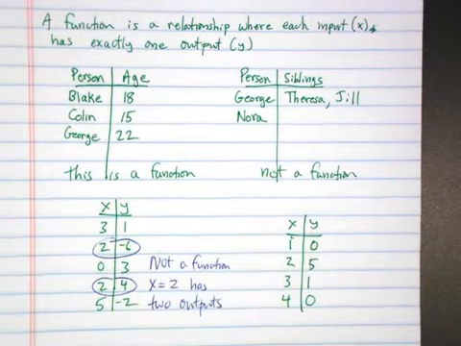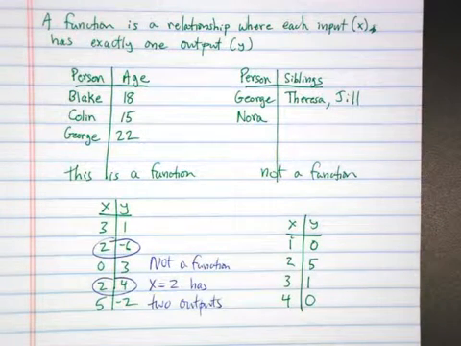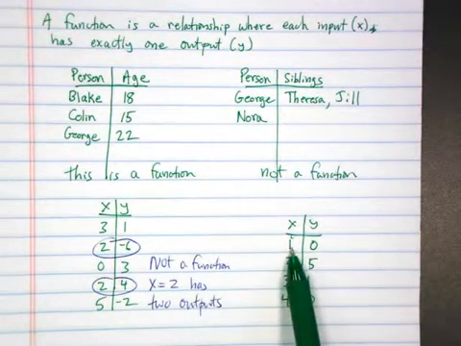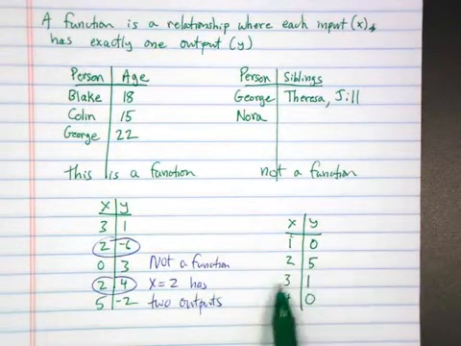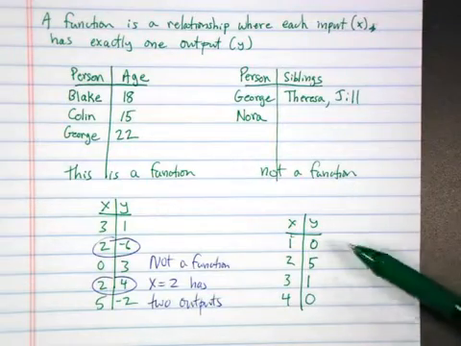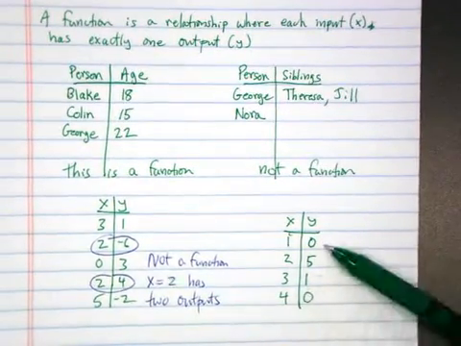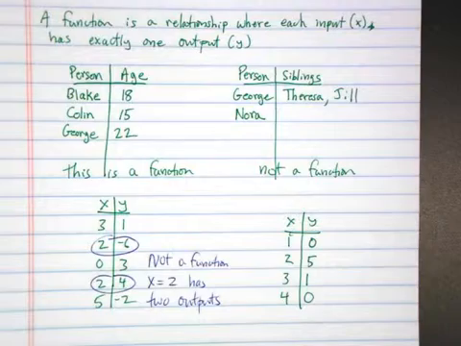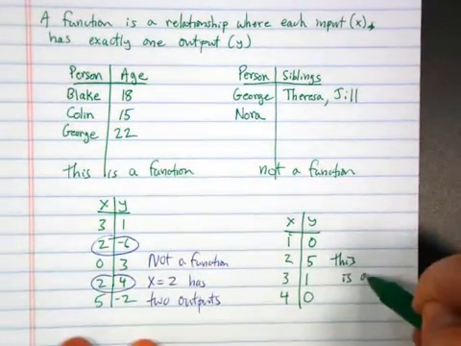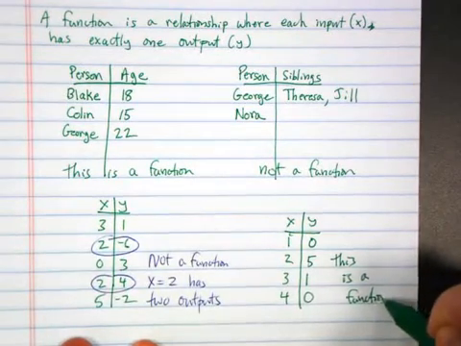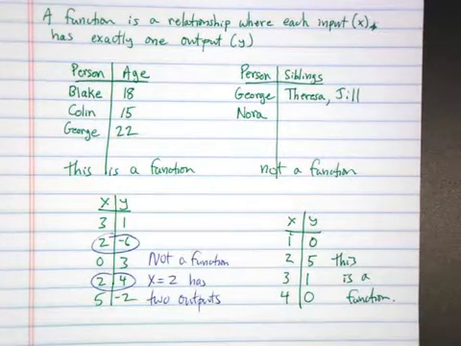Correct. The rule is every input has to have one output. Was there a rule that said outputs can't have more than one input? No. The rule was every x has to have exactly one y number. Does every x have exactly one y? Yeah, it's okay that y numbers repeat. It's not okay when x numbers repeat. So yes, this is a function. Questions on that?